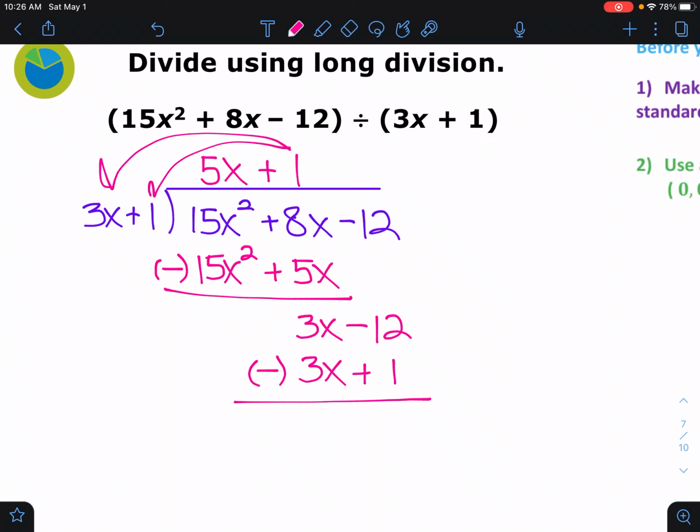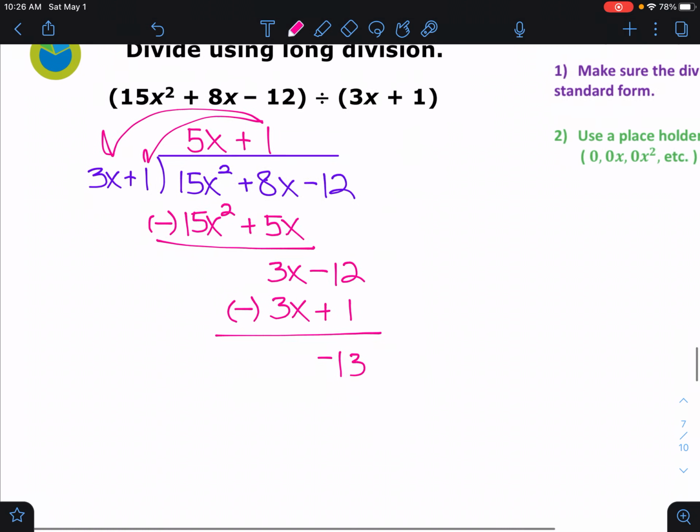Now here's where you have to be careful. This is negative 12 minus 1, which is negative 13. Make sure you don't accidentally write negative 11 there. That's very easy to do, and that would be wrong. Remember, you're subtracting. So just be careful. We went through kind of just changing the signs and everything on that. So that's another way to do it.